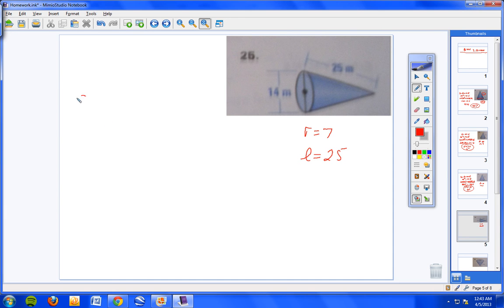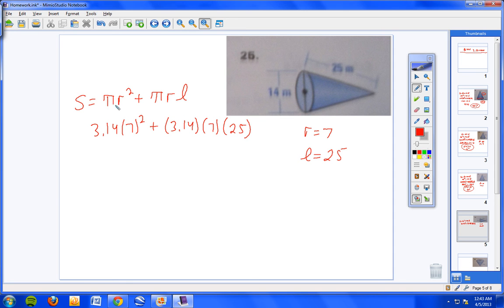So here's my formula. S equals pi r squared, that's the base, plus pi r l. So for pi, I'm going to substitute 3.14. The radius, I'll substitute 7. For pi, I'm going to substitute 3.14. For the radius, I'll substitute 7. And for the slant height, I'll substitute 25.